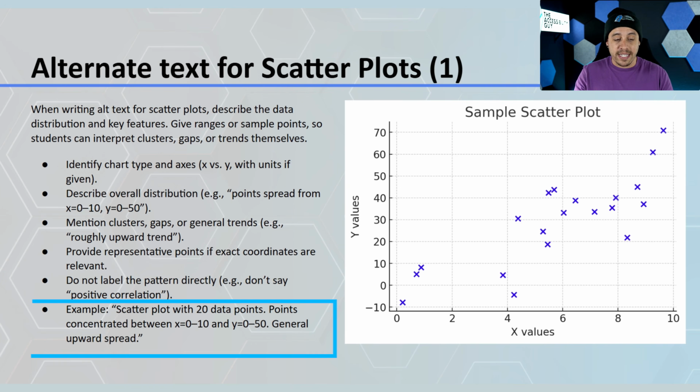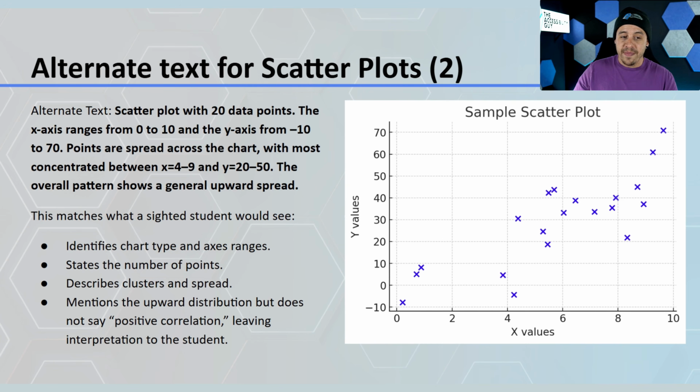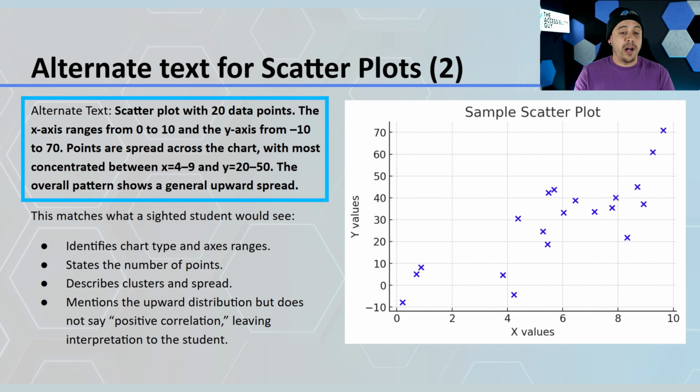For example, don't say positive correlation. And a good alt text for this particular scatter plot would be scatter plot with 20 data points. The x-axis ranges from 0 to 10, and the y-axis from 10 to 70. Points are spread across the chart with the most concentrated between x equals 4 to 9 and y equals 20 to 50. The overall pattern shows a general upward spread.